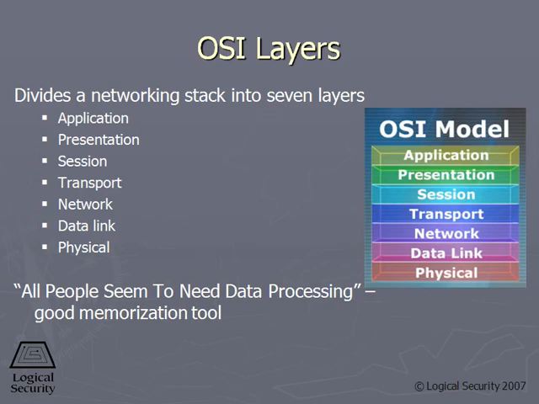So there's other ways of memorization for all of these layers, but you'll need to know not only what the layers are, but what number. So physical is 1. Application is 7. So you'll need to know if something's saying layer 2, what that actually means, and you'll need to know how it's actually structured.